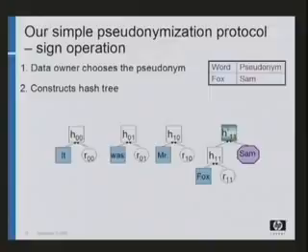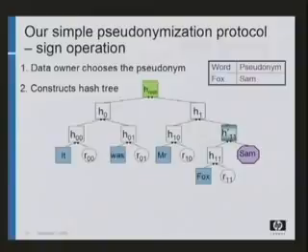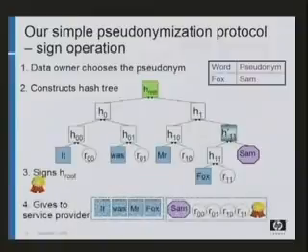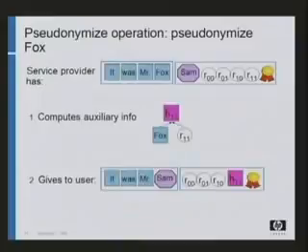And for the parts that will not be pseudonymized, it will be computed the same. We construct the root hash, sign the root hash, and then give everything to the service provider in addition to the pseudonym. Now the service provider will have to pseudonymize fox with Sam. Essentially what it does is compute H11 just as before, and then give the pseudonymized document, replacing Fox with Sam, and then give the rest of the information to the user.